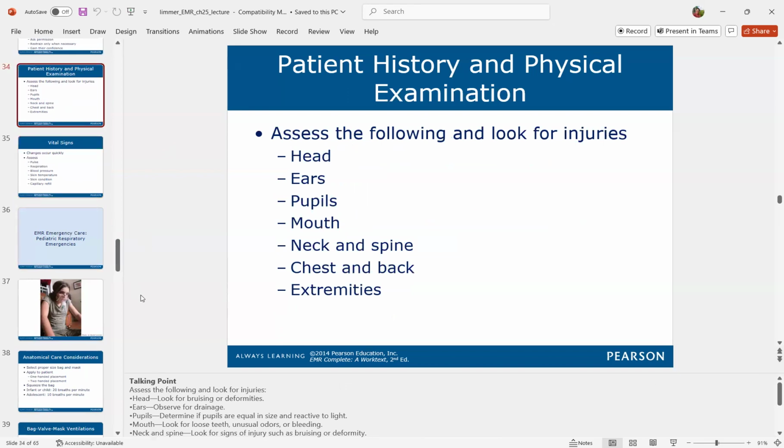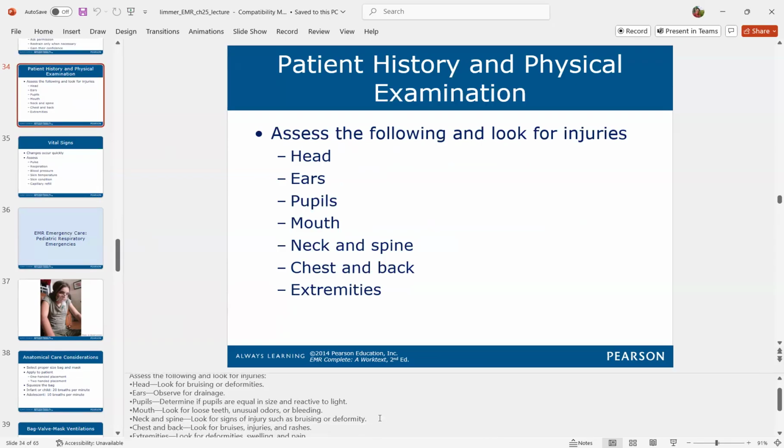So, assessing the following, looking for injuries, we're looking for DOTS, right? Deformities, open wounds, tenderness, and swelling. We're going to look at the head for bruising or deformities. We're looking at the eyes for any drainage. Also looking at PEARL, pupils equal and reactive to light, for the pupils. Mouth, looking for loose teeth, unusual odors, bleeding.